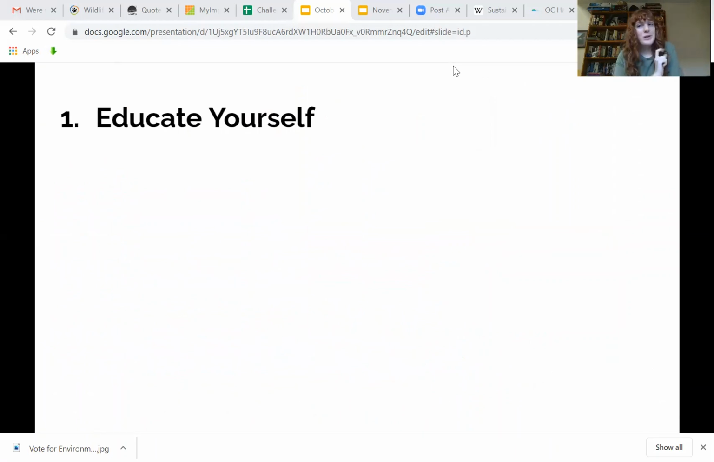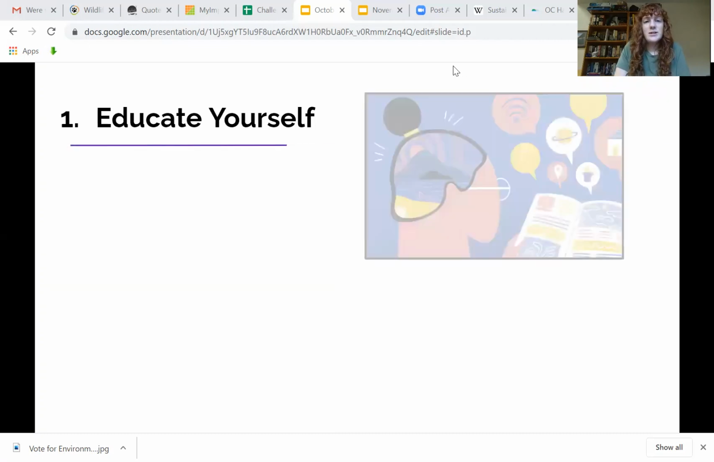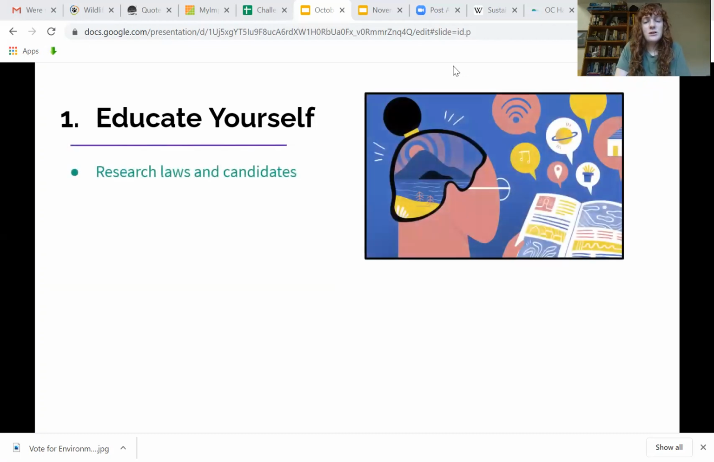So the first step in activating your right to vote is to educate yourself. So we have some tips on that, and that is to research all of the laws and candidates that are going to be showing up on your ballot, whether it's national, state, or local, as in county or city.